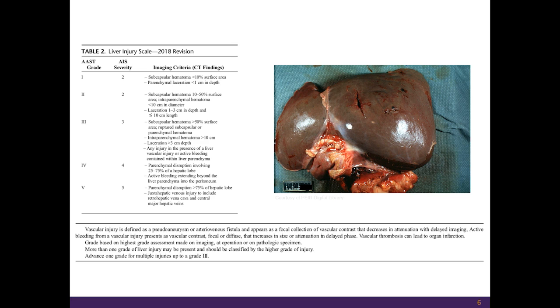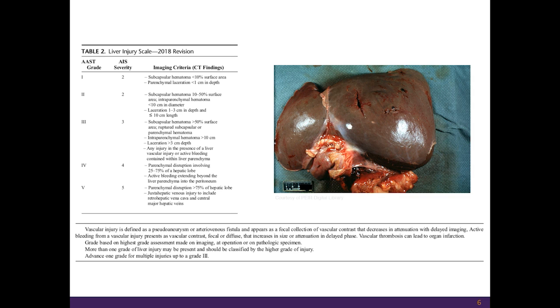So we have a little cheat sheet by our workstation in the ER that basically lays out all this for us. The important part from this slide is to have a little bit of discussion on some of the findings. A vascular injury is defined as a pseudoaneurysm or an arteriovenous fistula that appears as a focal collection of vascular contrast that decreases in attenuation with delayed imaging, whereas active bleeding from a vascular injury is going to present as vascular contrast, focal or diffuse, that is going to increase in size in delayed imaging.